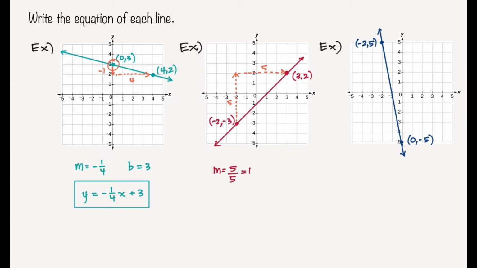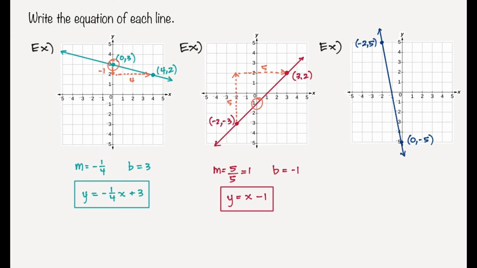The y-intercept, I can look, and it is crossing at negative 1. So my b is equal to negative 1. And when I put those together, I'm not going to write the 1 because it's always invisible. So I'm just going to put the x, but then I am going to put minus 1. So that is the equation for the red line.